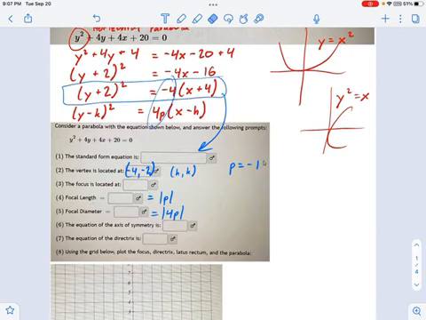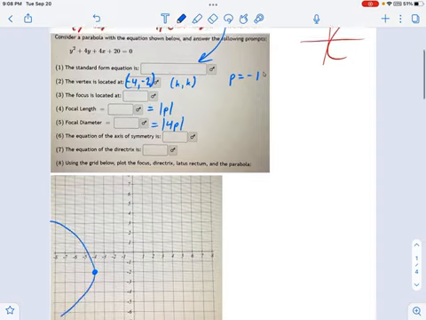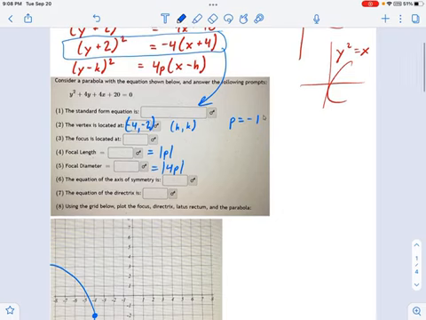So, can't catch a break with my eraser here. There we go. So if P is negative 1, that means this thing is opening to the left. Okay, it's going to look something like that. And I can fill in my focal length. That's just the absolute value of negative 1. I can fill in my focal diameter. That's 4. But we still haven't talked about the focus yet.